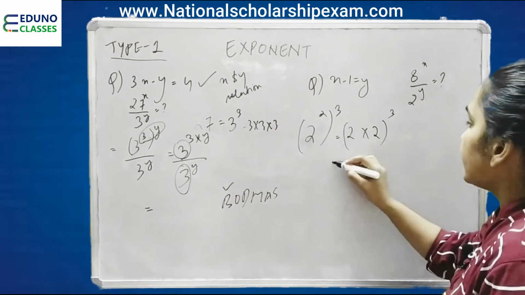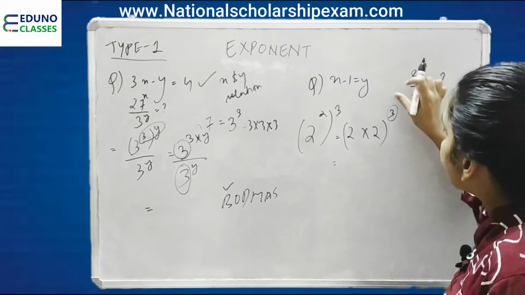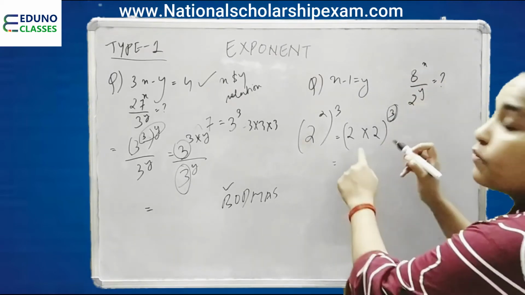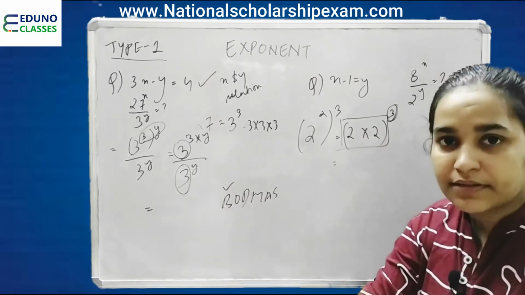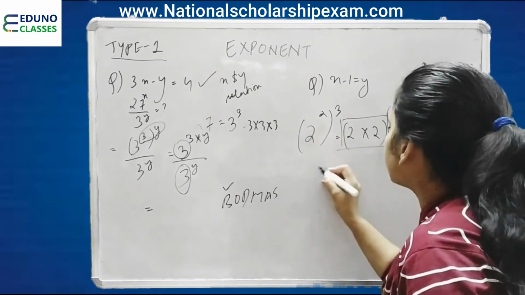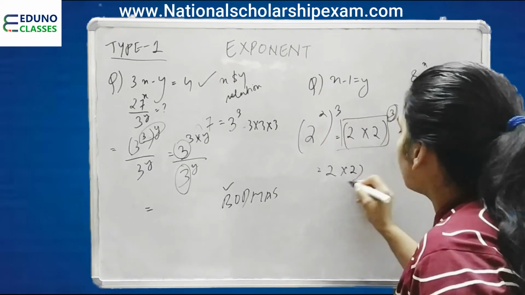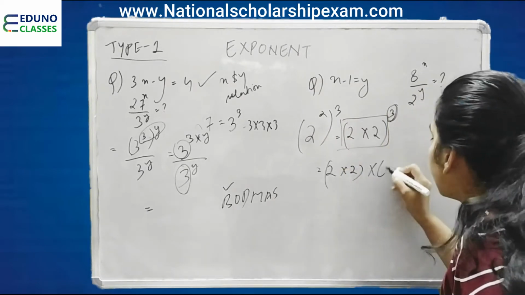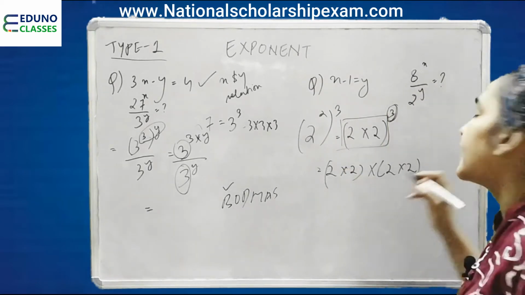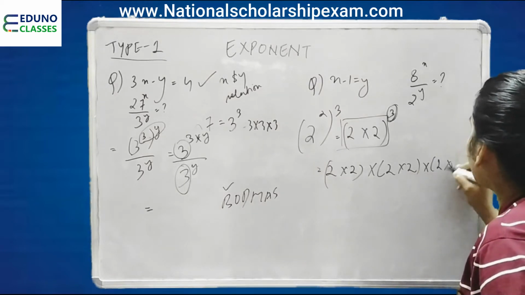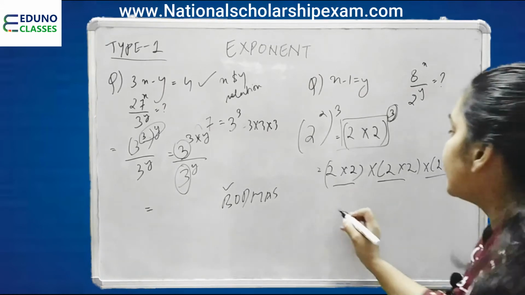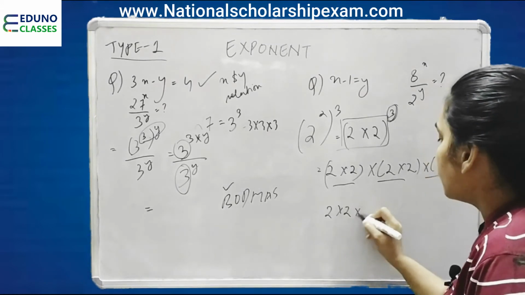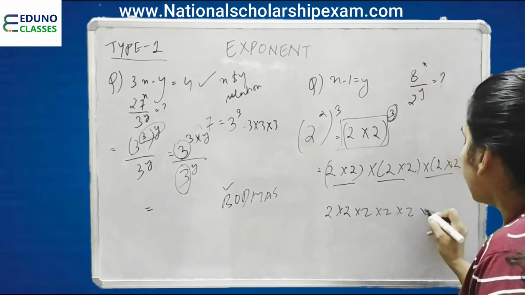Right? So now what does this mean? That we have to multiply this whole thing 3 times, right? So let us do this. 2 into 2 one time, again 2 into 2 another time, and again we have to do it 3 times. Now this is 1, this is 2, this is 3. Now this is 2 into 2 into 2 into 2 into 2 into 2.